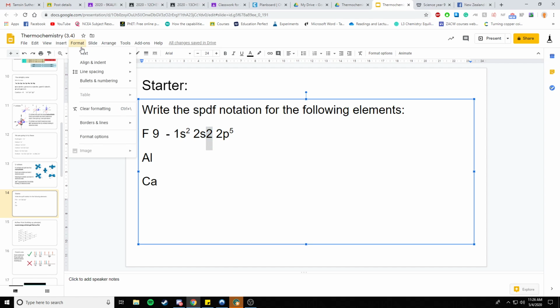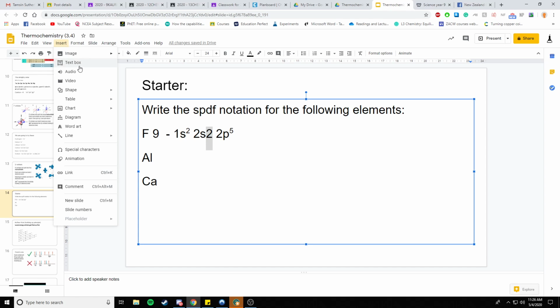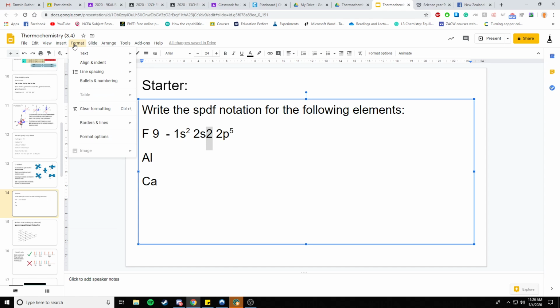And as you can see, if we just got to 2p6, it comes to the noble gas configuration of a full valence shell, and so fluorine would be happy with an extra electron, but it hasn't got it just yet. Aluminium, if I remember right, is element number 13.